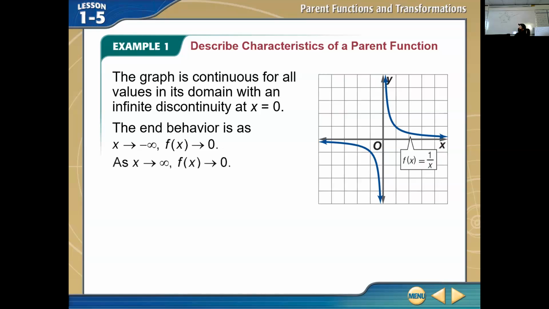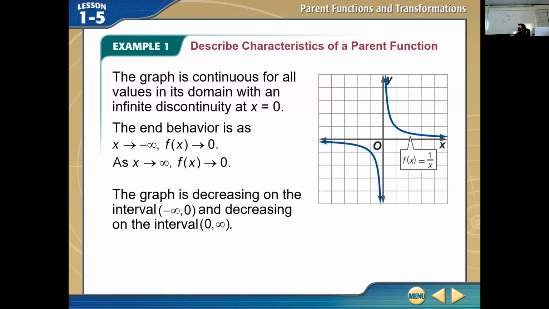And the end behavior, as x approaches -infinity, f of x approaches 0. Okay, it gets closer and closer to 0, but it never touches it. And then as x goes to positive infinity, f of x also approaches 0. So you can see it has what's known as a horizontal asymptote and a vertical asymptote. Okay, we're going to get very, very close, but we can never touch those.